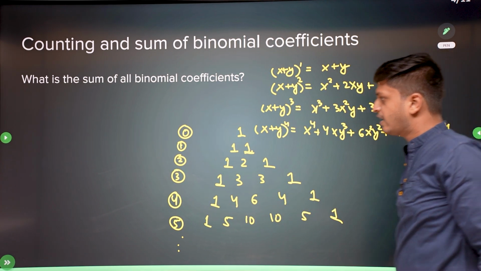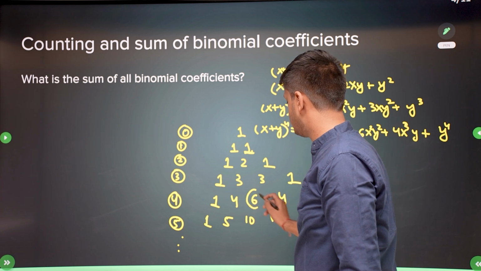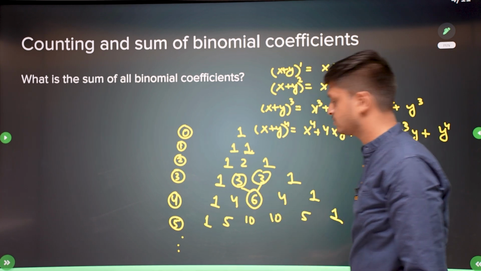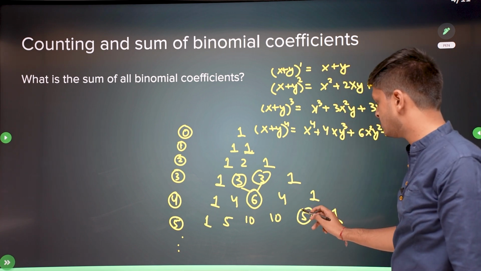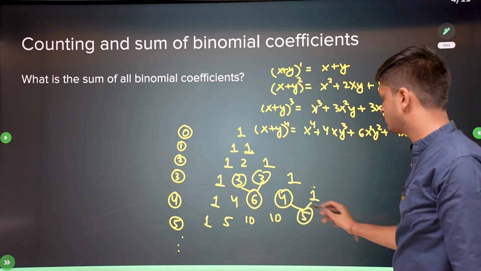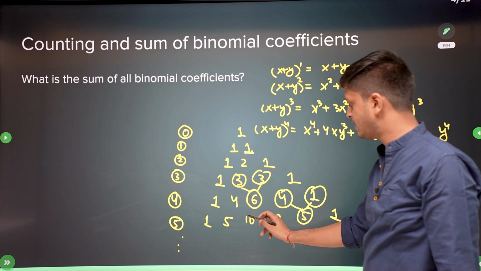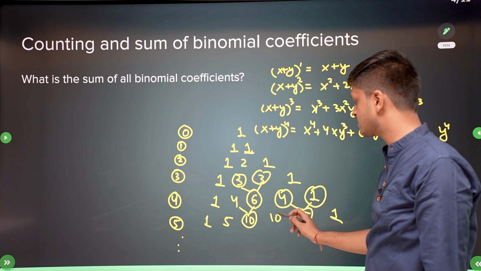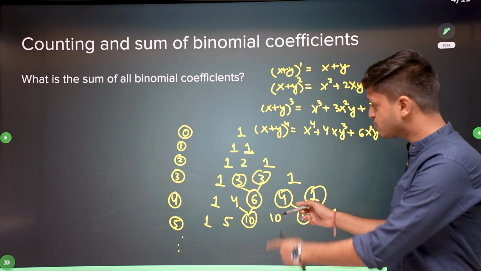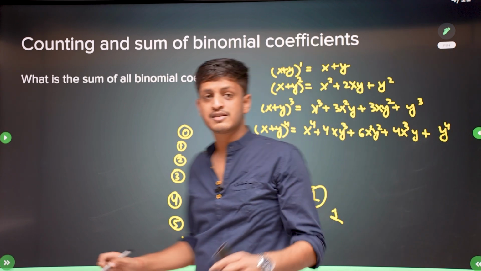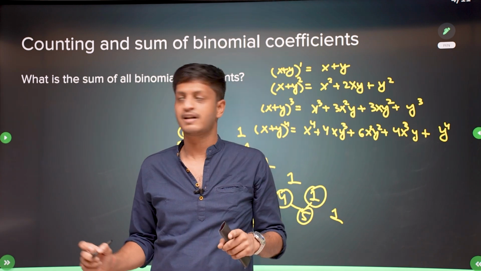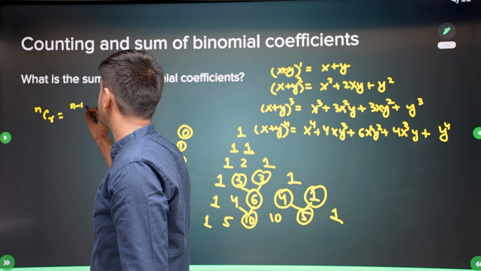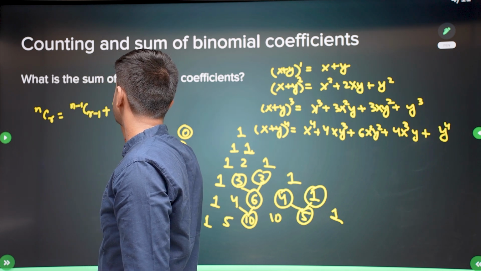Here if you observe a fact, every term is the sum of these two terms. So here this term is the sum of these two terms. This 10 is the sum of 4 and 6, or you can do 6 and 4, right? This 10 is the sum of 6 and 4. This theorem also we have seen. This we have seen in combinations as the recurrence, right? We saw that n choose r is n minus 1 choose r minus 1 plus n minus 1 choose r.